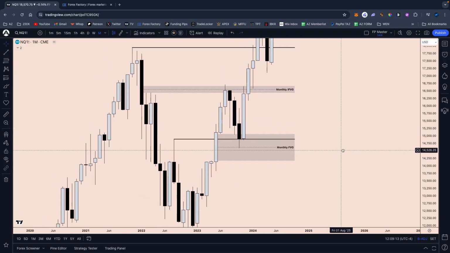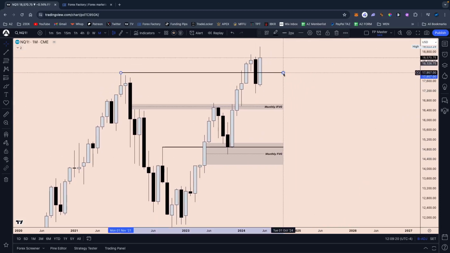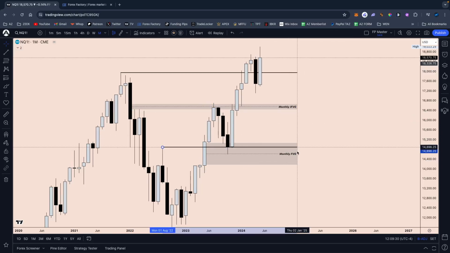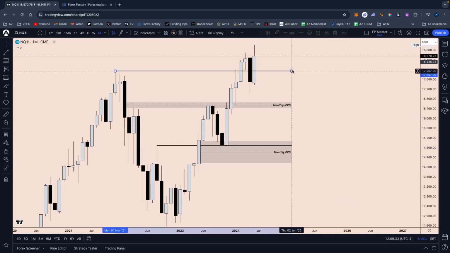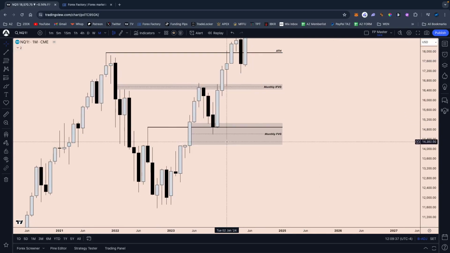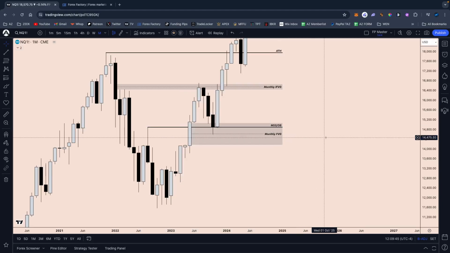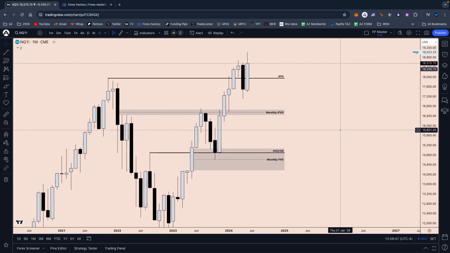Everyone should be able to tell that this is obviously a bullish fair value gap. This is our all-time high. Let's expand it over till 2025 for the monthly time frame. Let's label this with all-time high. Market structure shift plus order block.